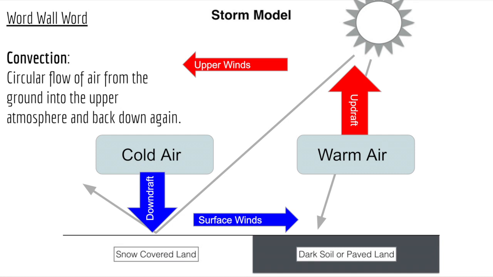That's where we get the term in the blue arrow. Now, there are surface winds, which are things that we feel, and they move that air back over into the warm air area, or to dark soil or paved land. So we have this huge reoccurring circle of warm air going up, being pushed over, coming back down as cold air, and going over with the surface winds pushing it. Through this, the air is changing temperatures, going in a very large circle, and that is called convection. It's a circular flow of air.